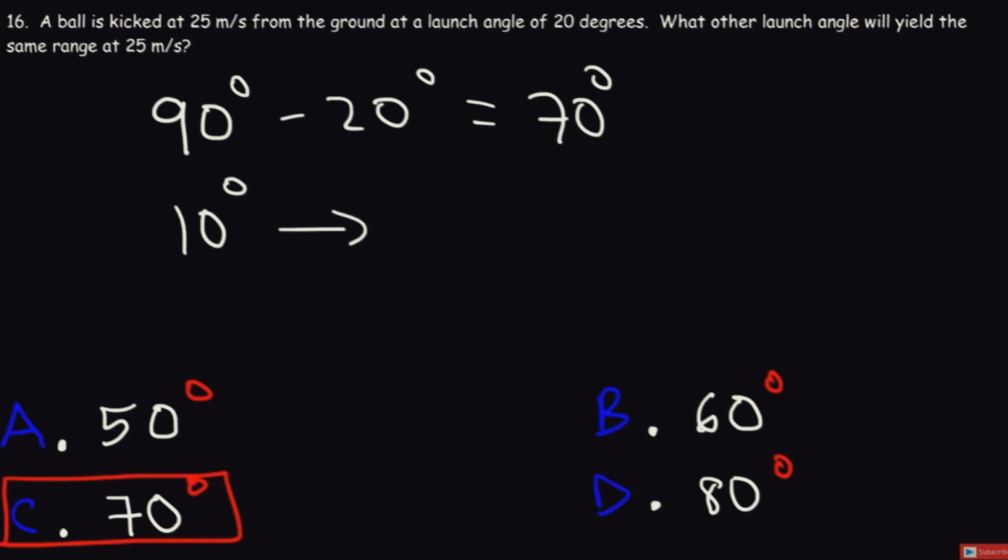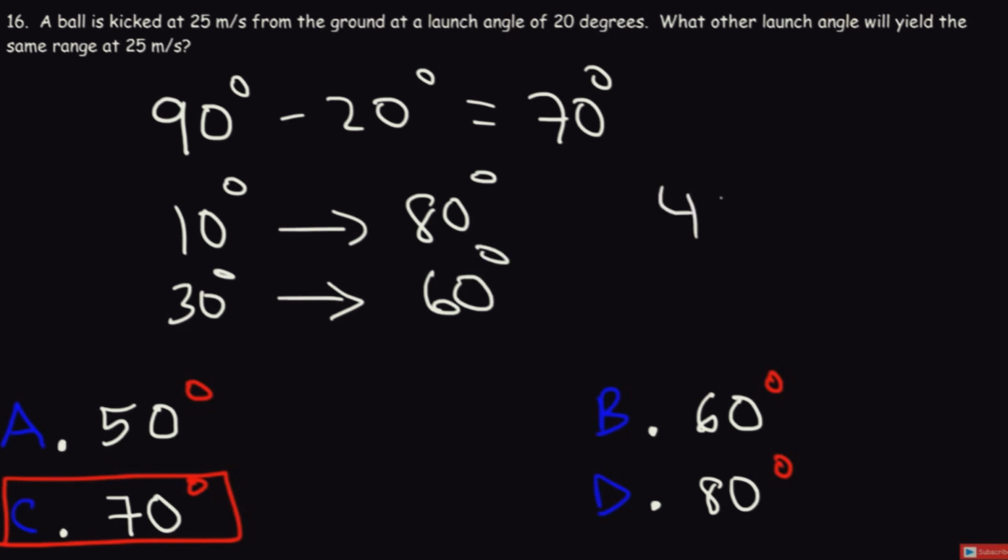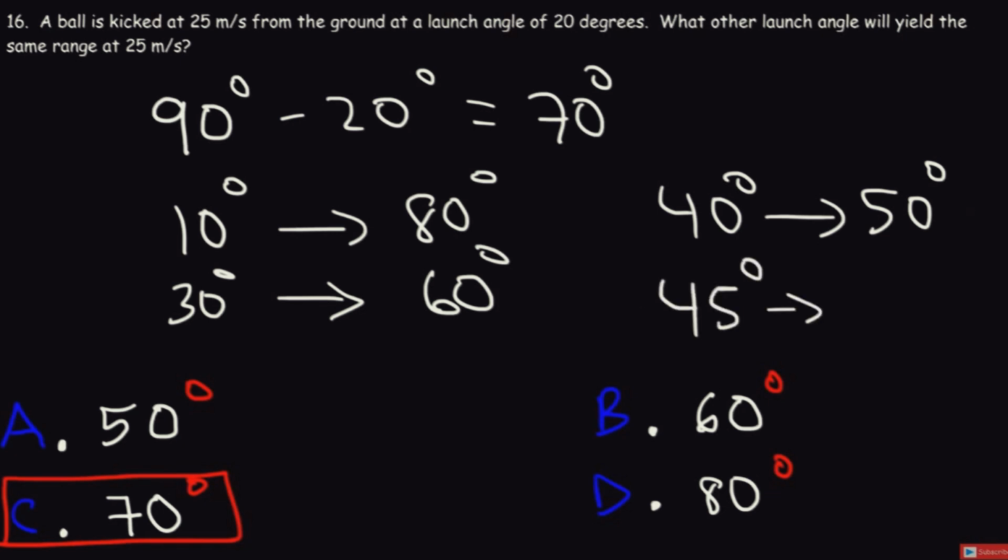A 10-degree launch angle will have the same range as an 80-degree launch angle because 10 added to 80 gives 90. A 30-degree launch angle will have the same range as a 60-degree launch angle, and a 40-degree angle will have the same range as a 50-degree launch angle. By the way, make sure you know this: maximum range occurs at a launch angle of 45 degrees. So that will give you the max range of any projectile whenever it is launched at that angle.